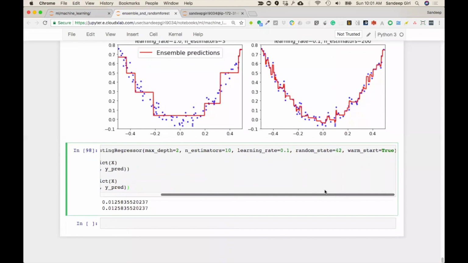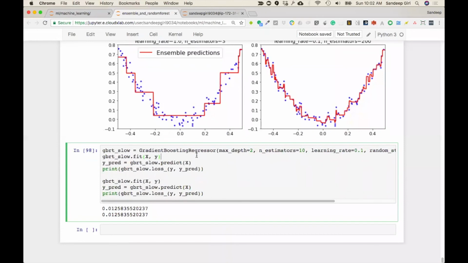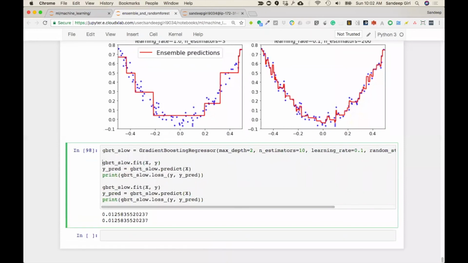All right, let me just see. Okay, so basically, maybe it's not working correctly here.